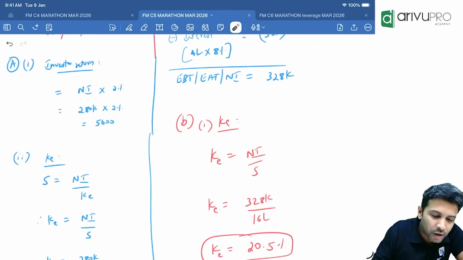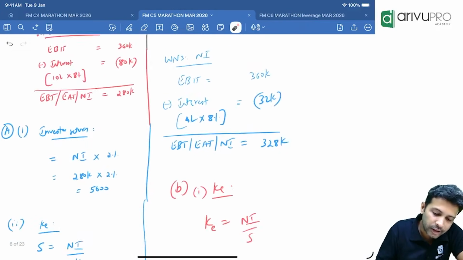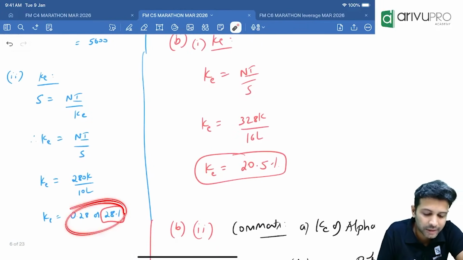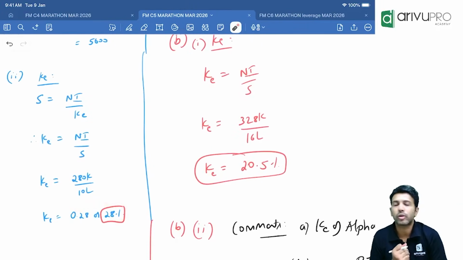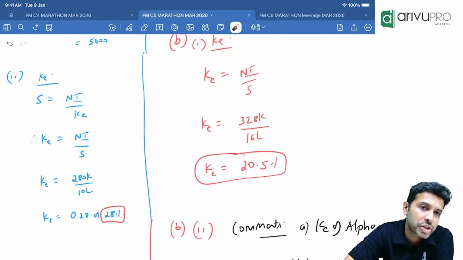What is net income we got now here? 280. What is S we got here? 10 lakh. So 2,80,000 divided by 10 lakh will give you 0.28 or 28%. That's the cost of equity, one of the requirements of the question. Any problem?